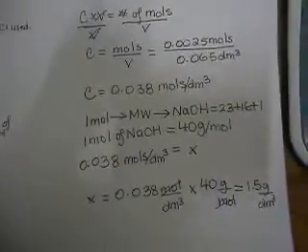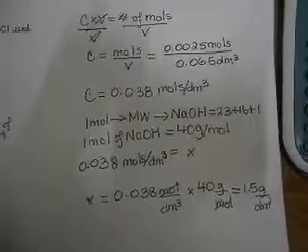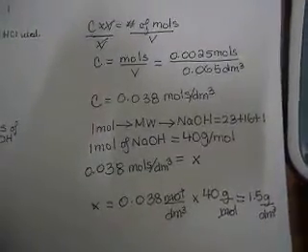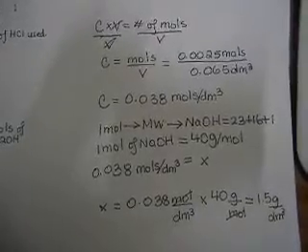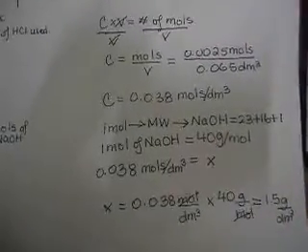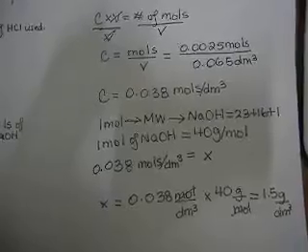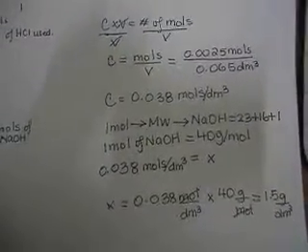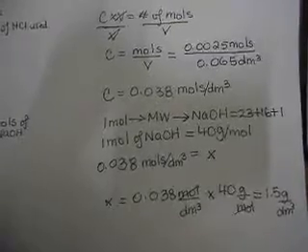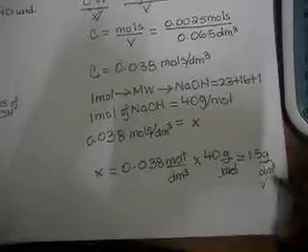And we can do a recap. We can do it again and say 0.0025 divided by 0.065 is equal to 0.038, multiplied by 40 gives you 1.5 grams per decimeters cube. And that's your answer. I hope this helps.